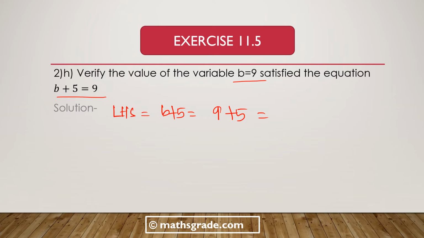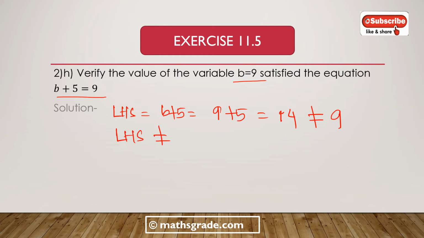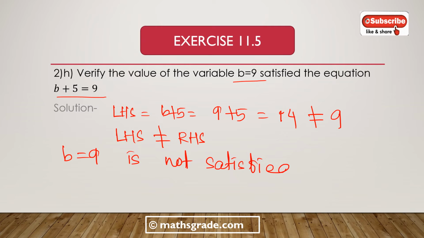9 plus 5 is 14. And 14 not equal to 9. So left hand side is not equal to right hand side. B equal to 9 is not satisfied the equation b plus 5 equal to 9.